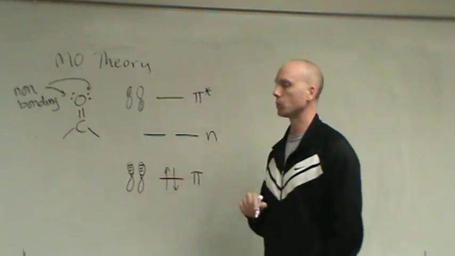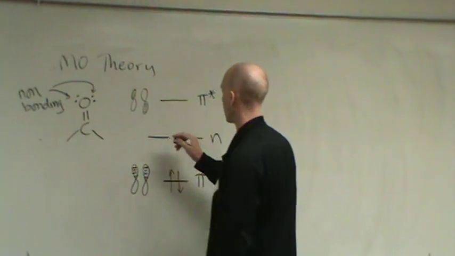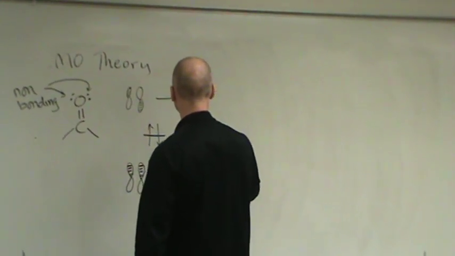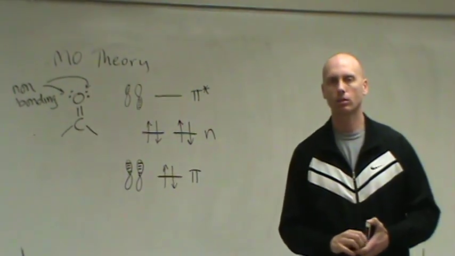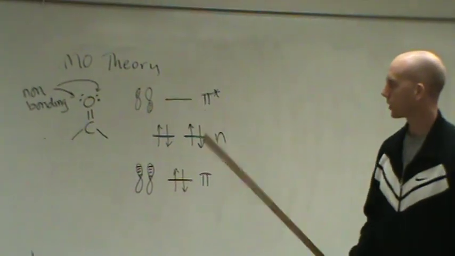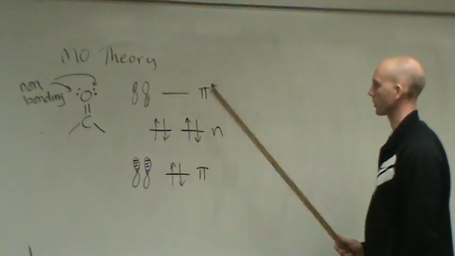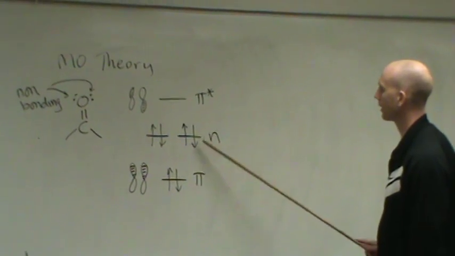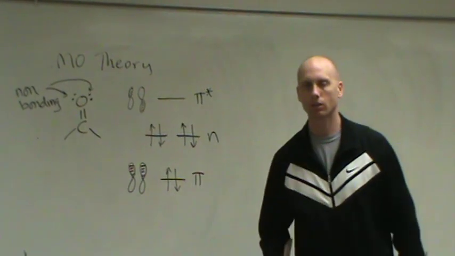And we call those the N level, and we have 2 electrons in each. And so we put those there. Okay? So this is what a carbonyl looks like in its molecular orbital theory. The N level is a higher level than the pi, but it's lower than the pi star.